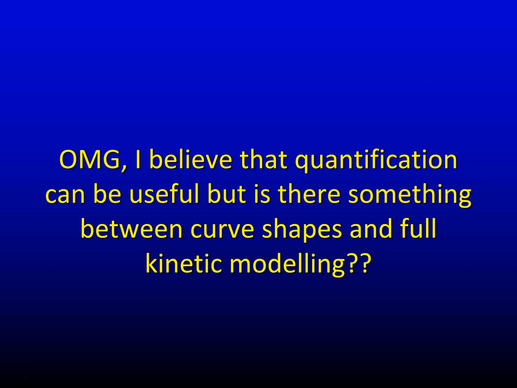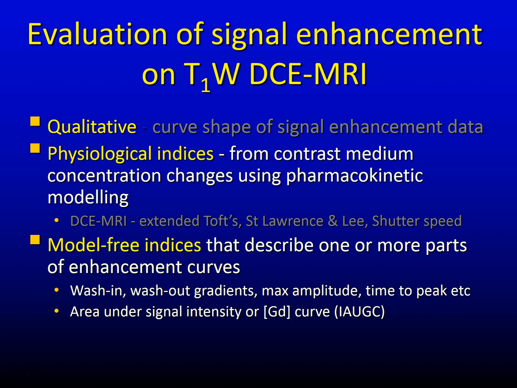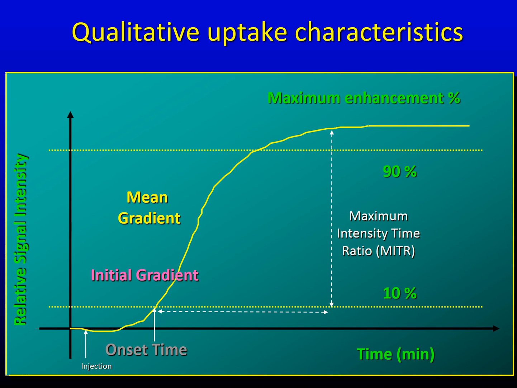Is there something between curve shapes, which seems too simple, and full kinetic modeling that could be useful in the clinic? Well, you can extract model-free indices from time enhancement curves, and I just wanted to touch on these very briefly. If you see a curve shape, it is possible to obtain various indices such as the onset of enhancement, the initial gradient of enhancement, the maximal enhancement, the maximum time intensity ratio, which is a ratio between how much it enhances and how long it takes to get to that point.